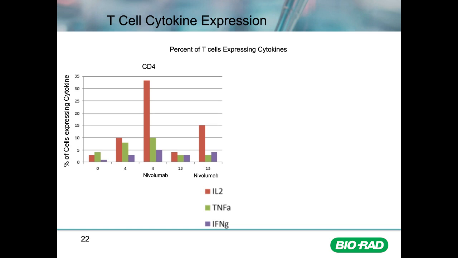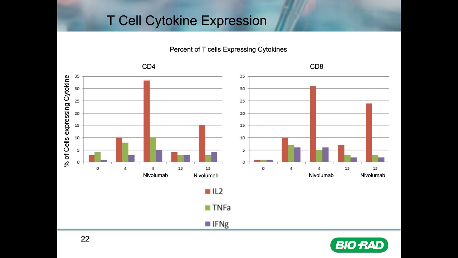As expected, the overall frequency of cytokine-producing cells increased between day 0 and day 4 within both the CD4 and CD8 T cell populations. CD4 and CD8 T cells treated with PD-1 inhibitor had a greater percentage of cells producing IL-2 at day 4 and 13 when compared to the control. Interestingly, the presence of the PD-1 inhibitor did not alter the frequency of TNF or interferon gamma producing cells in either population.